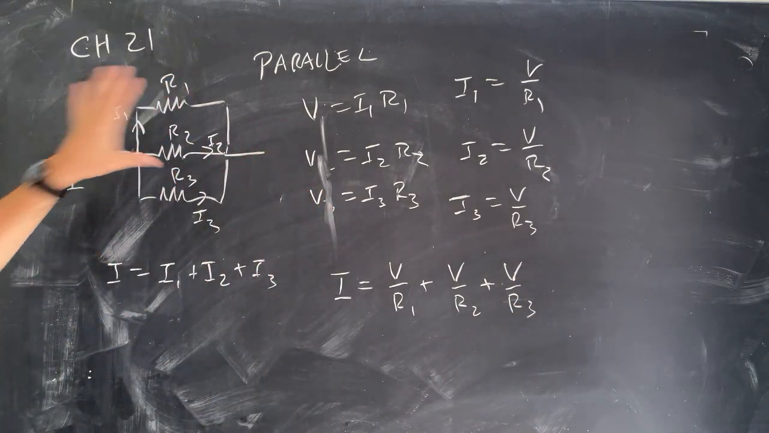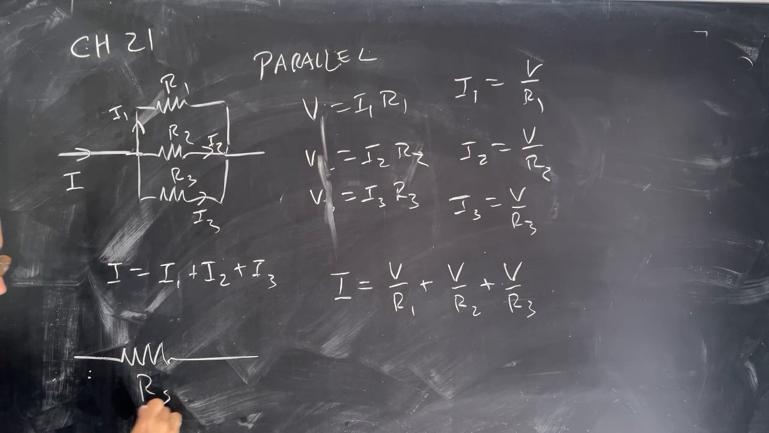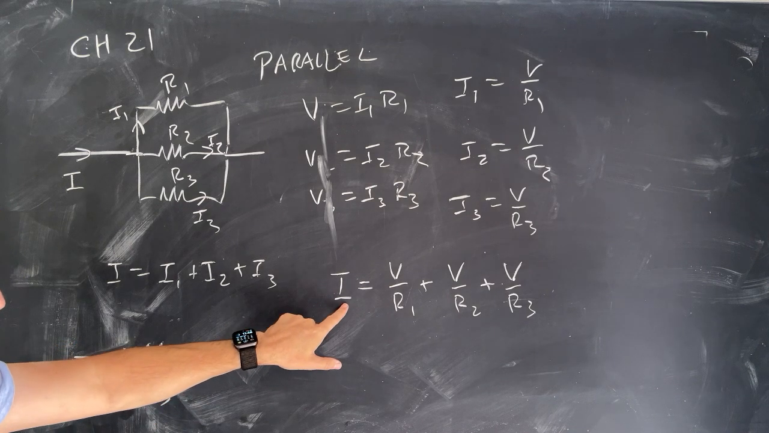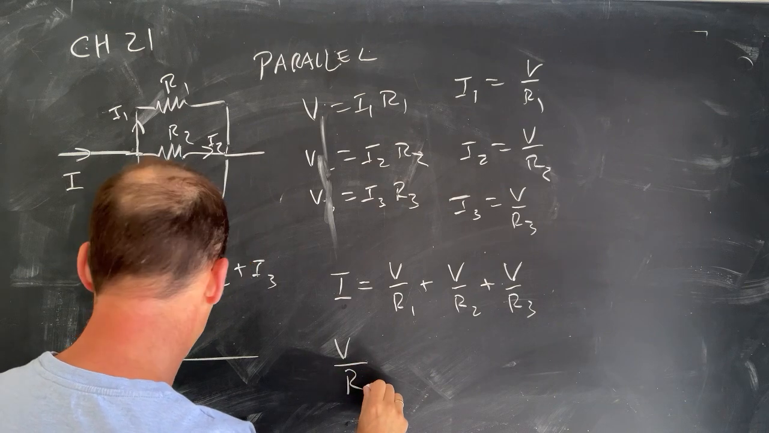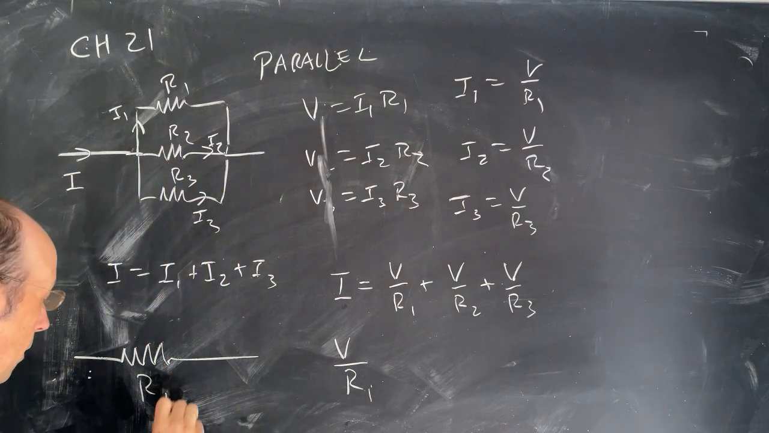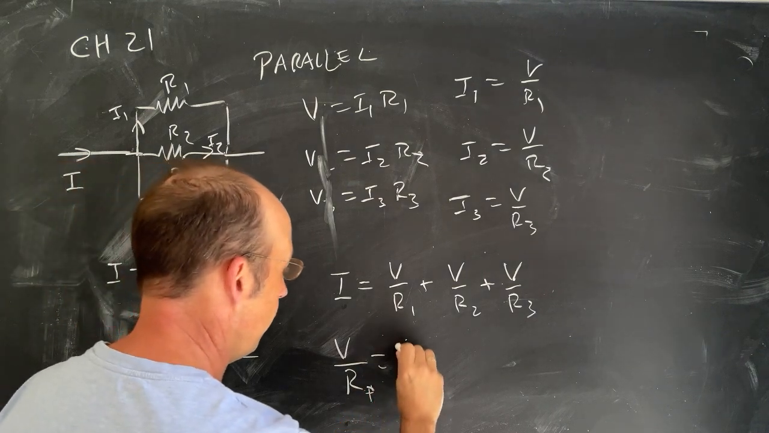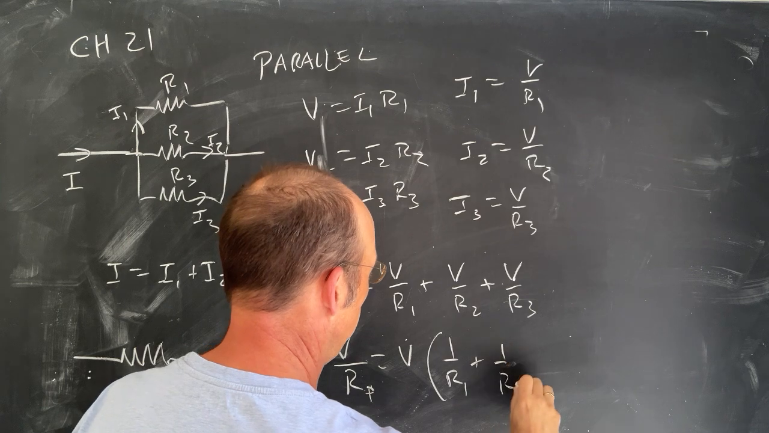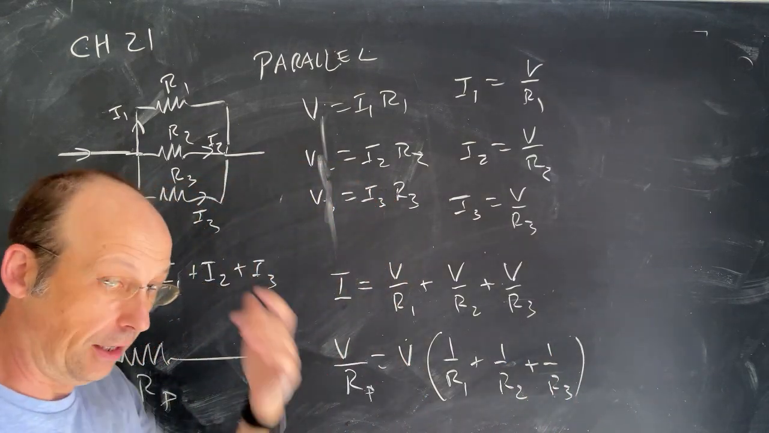Now suppose I replace this with one equivalent resistor, RS, that has the same voltage drop across it and the same total current going through it. Then I could say the current for this is just going to be V over R parallel. That's going to be equal to V times (1 over R1 plus 1 over R2 plus 1 over R3). Notice I factored out the V.